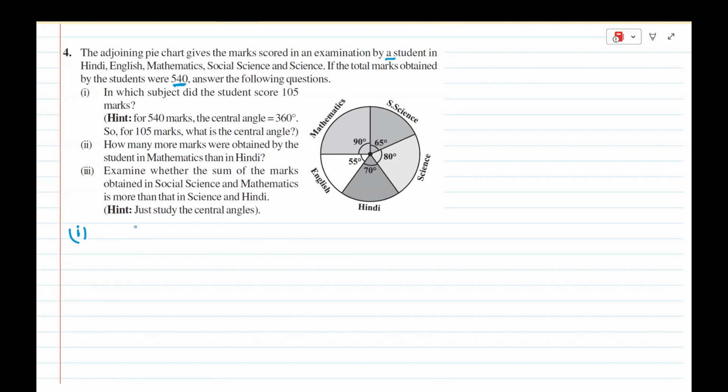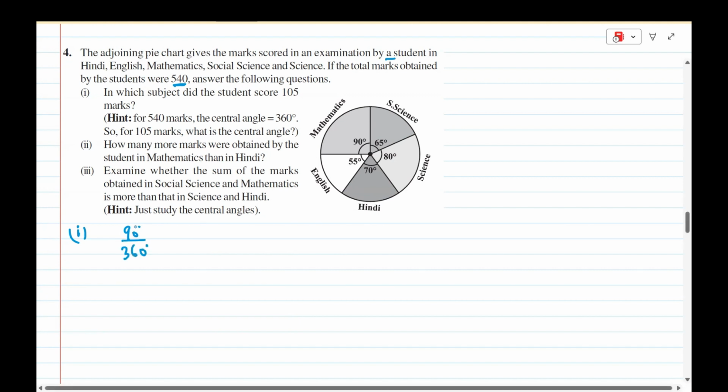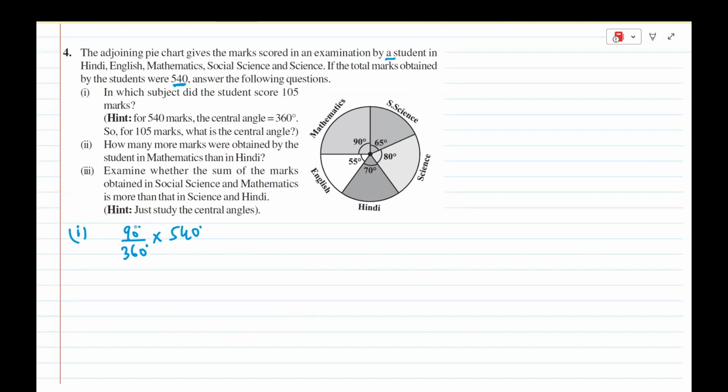So I need to calculate the central angle for everyone. See, 90 degrees they have given, which is for maths, divided by the total angle, which is 360 degrees, and marks, that is 540. So what do I need to do? Out of 360, 90 is for maths. So 90 upon 360 is a fraction, correct? We need to calculate the fraction, then the total. That's what we are doing till here.